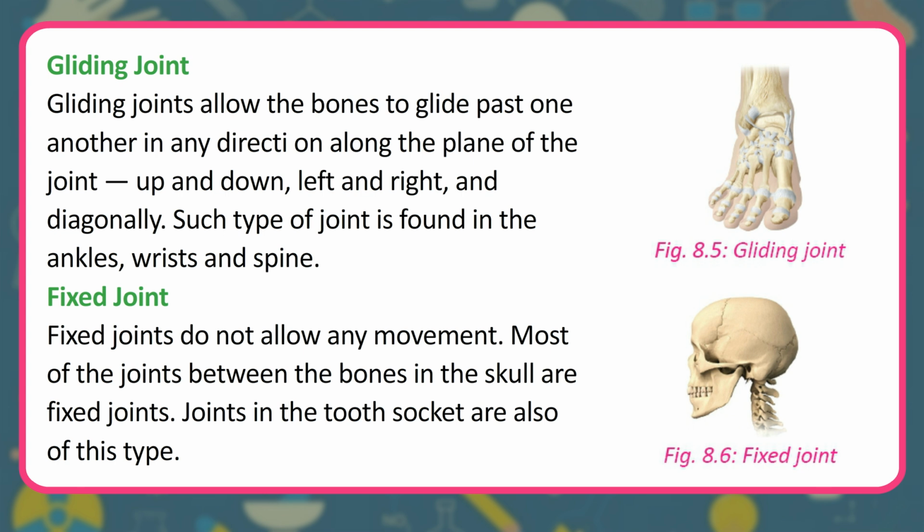Fixed joint. Fixed joints do not allow any movement. Most of the joints between the bones in the skull are fixed joints. Joints in the tooth socket are also of this type.